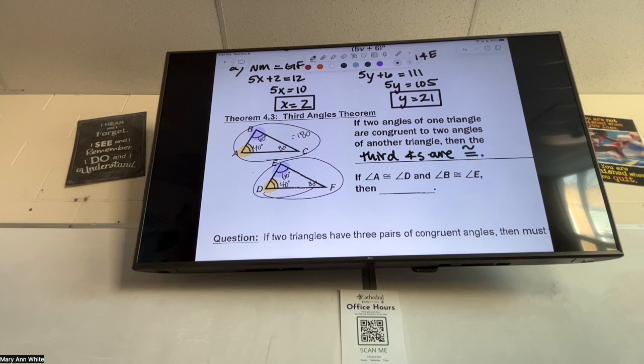So if angle A is congruent to angle D, and angle B is congruent to angle E, then what is? Angle C is congruent to angle F. Thank you. Great job. Okay.